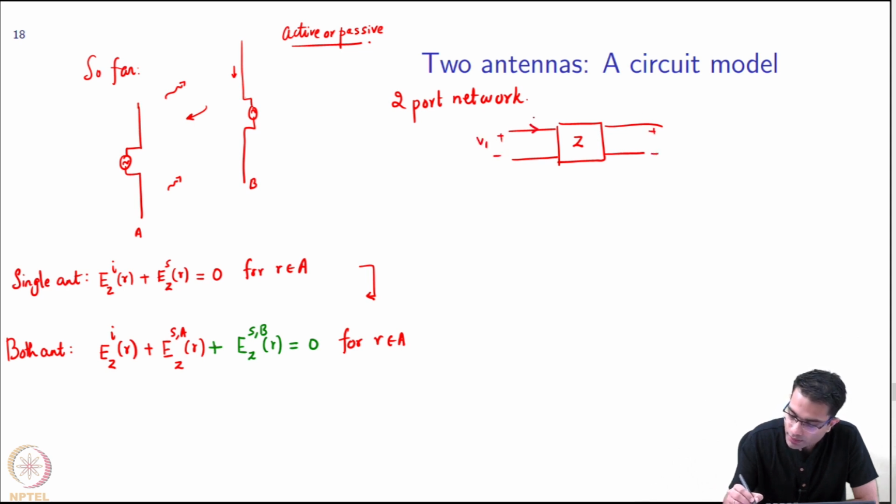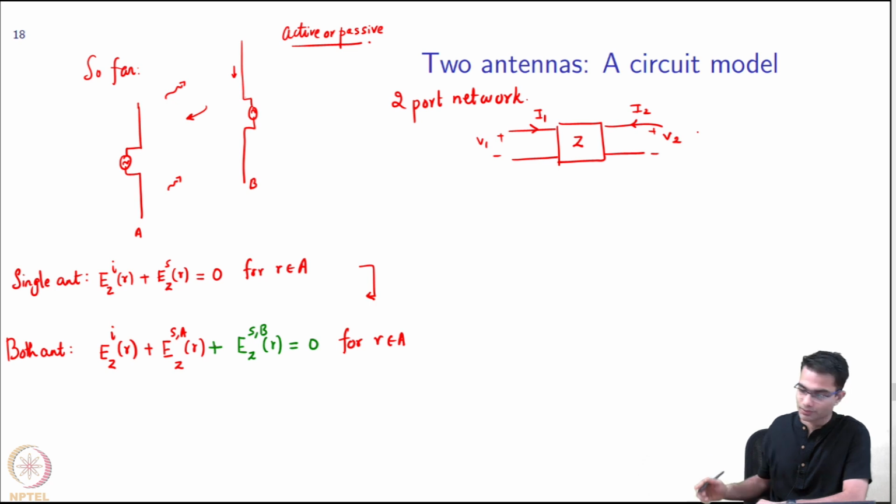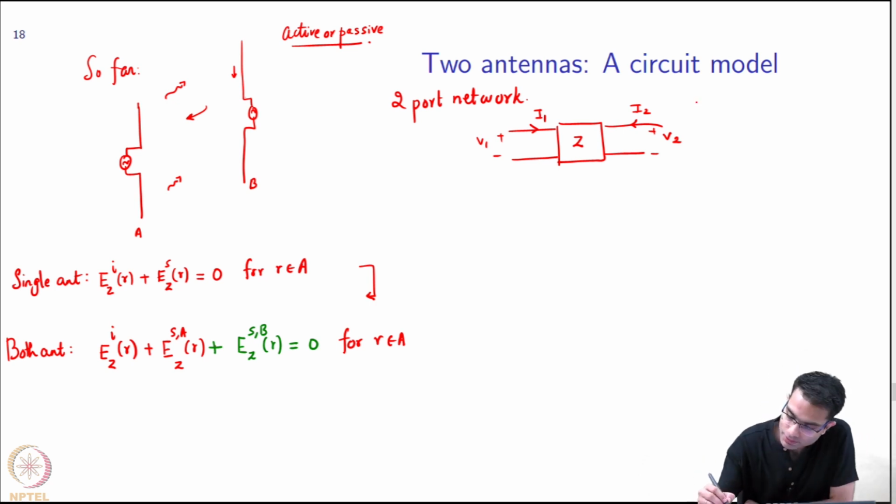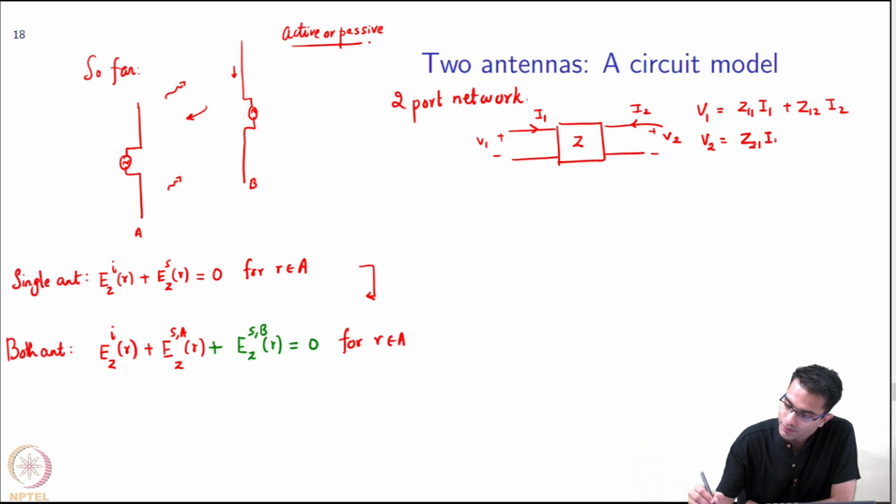So V1 and I1 go in over here, V2 and I2 appear over here. For electrical engineers this is very standard. So I can write V1 is equal to Z11 I1 plus Z12 I2, and V2 is going to be Z21 I1 plus Z22 I2.